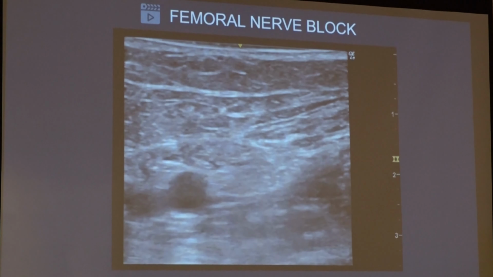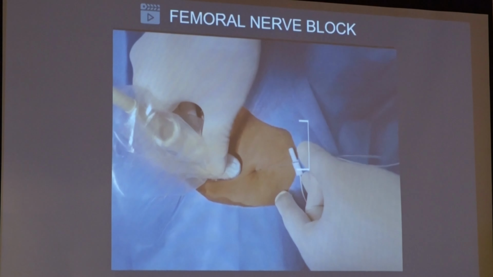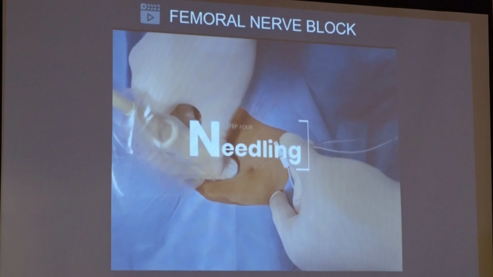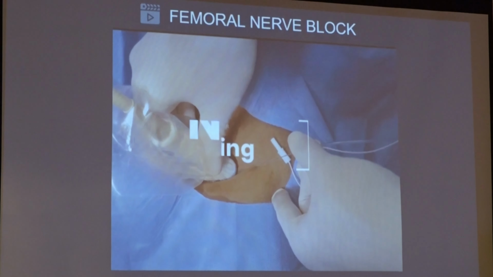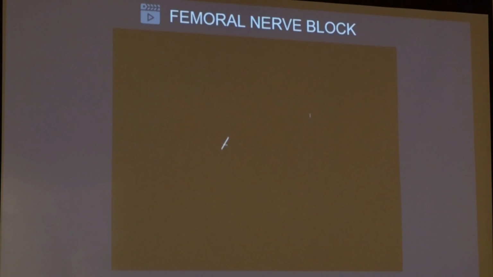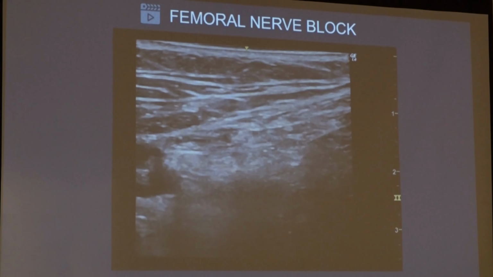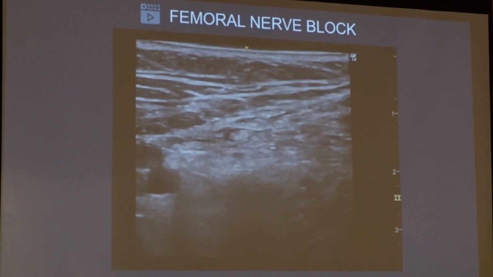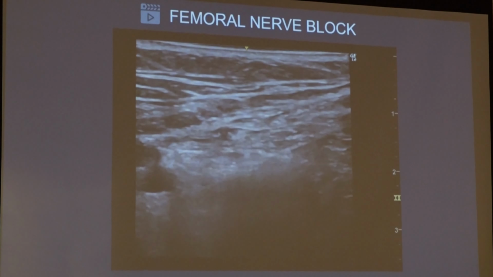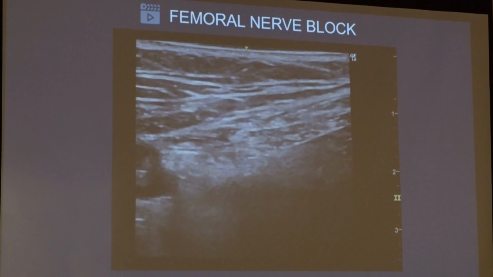Be mindful that there could be hyperechoic structures immediately lateral to the femoral artery, and that may be mistaken for the femoral nerve. The fourth step is needling. Needling can be done either in plane or out of plane. In this video, the needle is seen in an in-plane approach towards the femoral nerve. After carefully piercing the fascia iliaca, the local anesthetic is deposited around the nerve following negative aspiration.